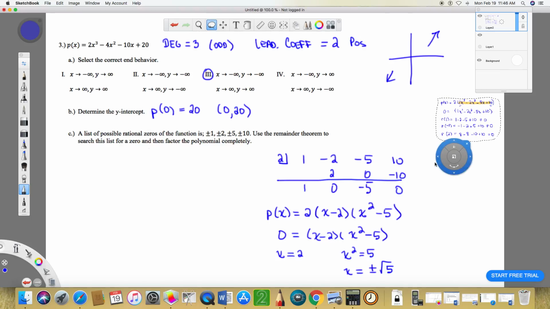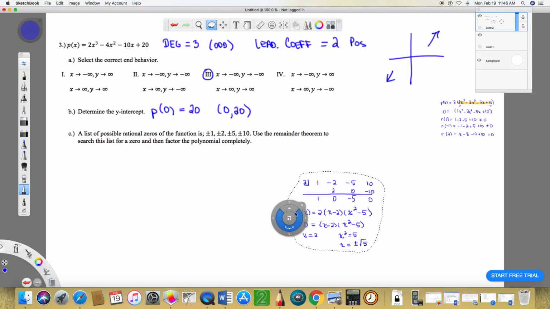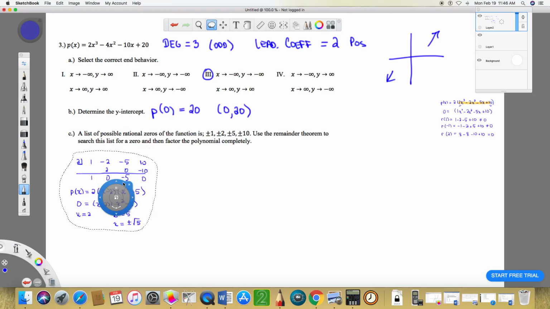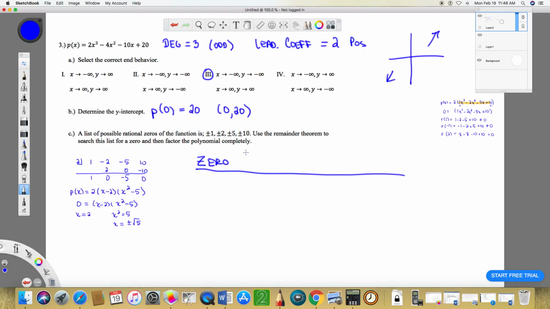I don't think I would need that, but I don't want to delete it in case I do. All right. So my table that has my zeros, my multiplicity, and how it intersects the x-axis.